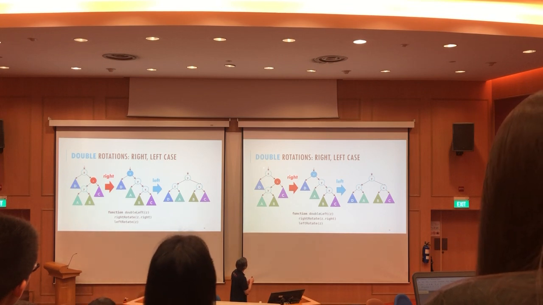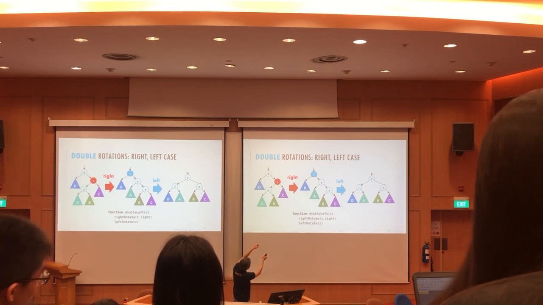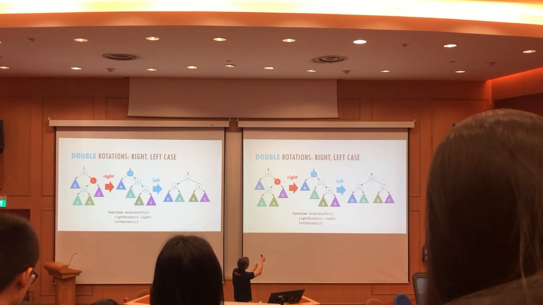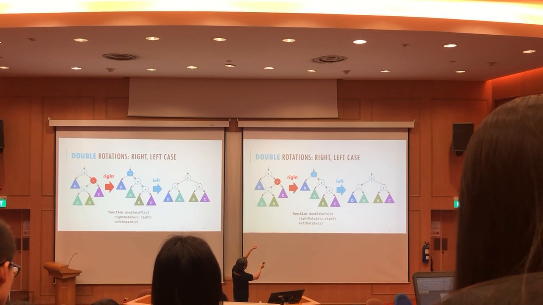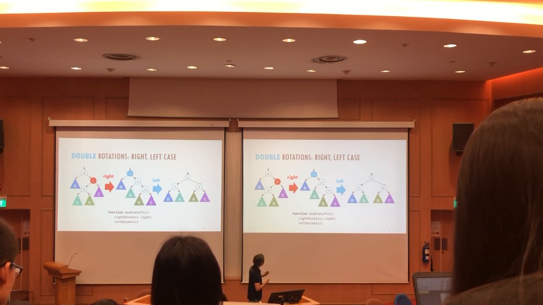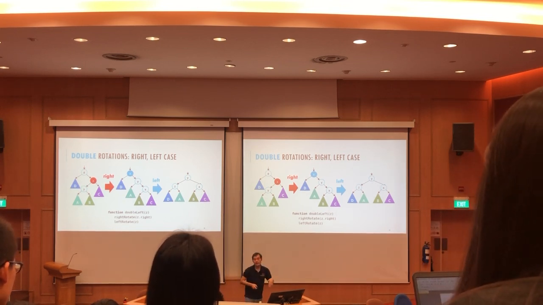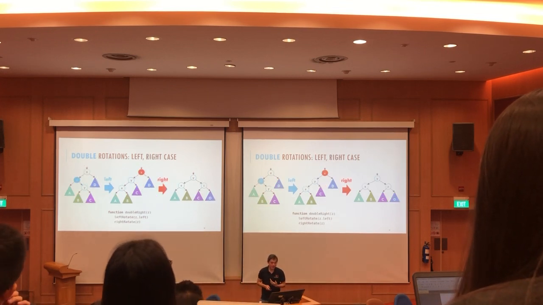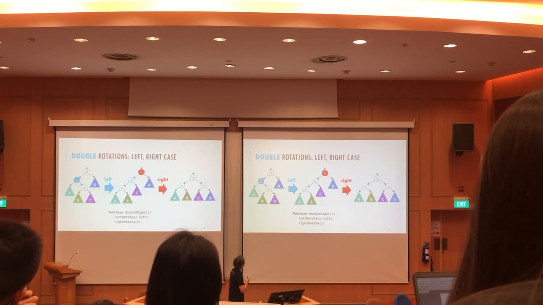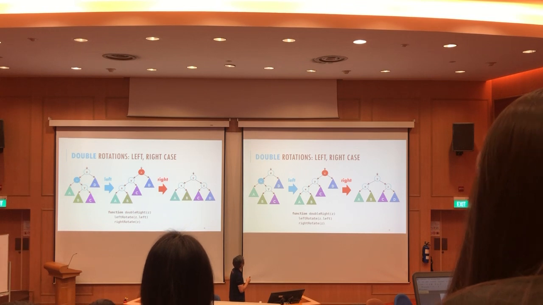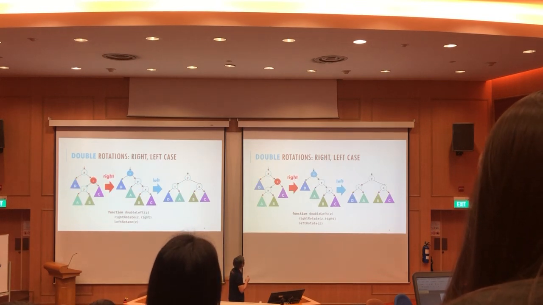To fix this, we need to essentially do a right rotation first on X, followed by a left rotation on Y. Left rotation on Z. Okay? So right, left. Now what is the pattern here? The pattern is that you see that this elbow shape causes problems. Right? So we basically are going to fix this elbow shape.